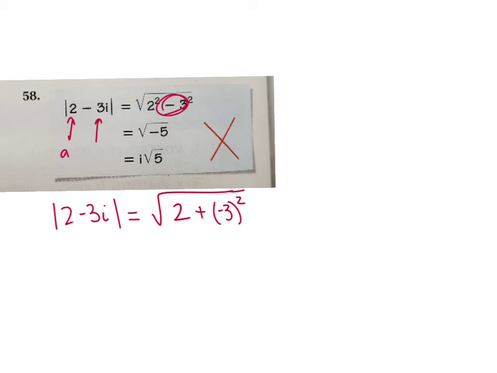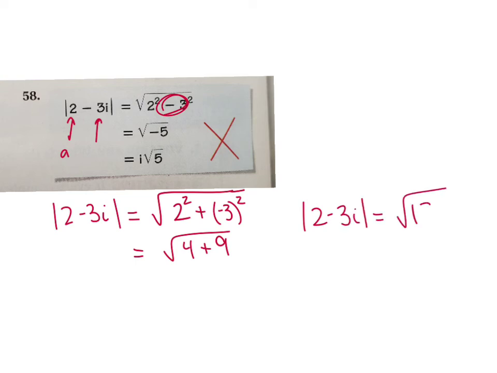See how they didn't put that negative in the parentheses? Because that's going to change things. Because remember, absolute value cannot be negative. Absolute value is distance. Distance is always real. Distance is always positive. So really what should have happened is they should have got 2 squared, which is 4, plus negative 3 squared, which is 9. So actually the absolute value of 2 minus 3i should have been the square root of 13. And that's it for 58.